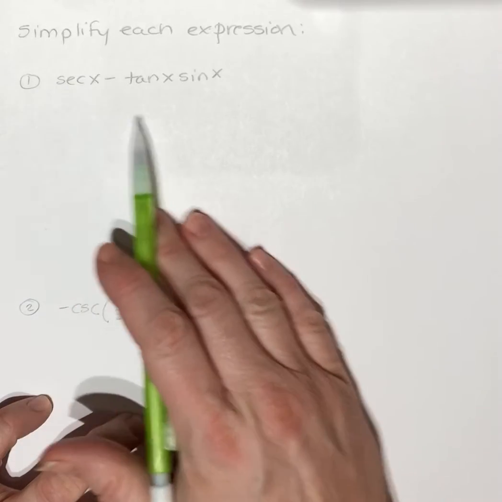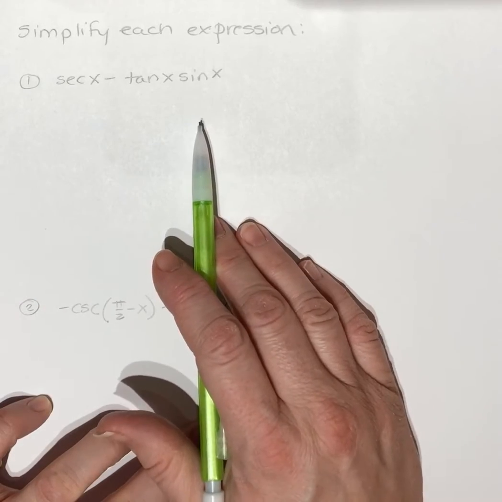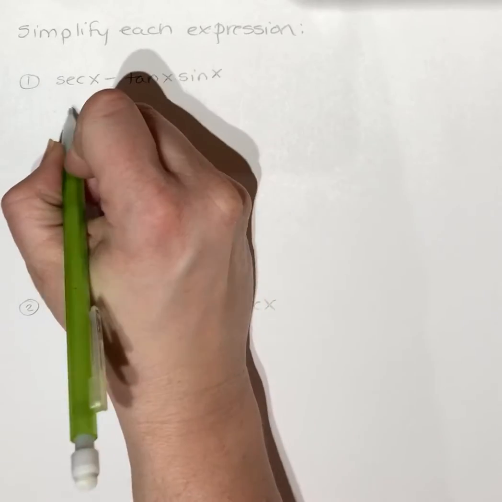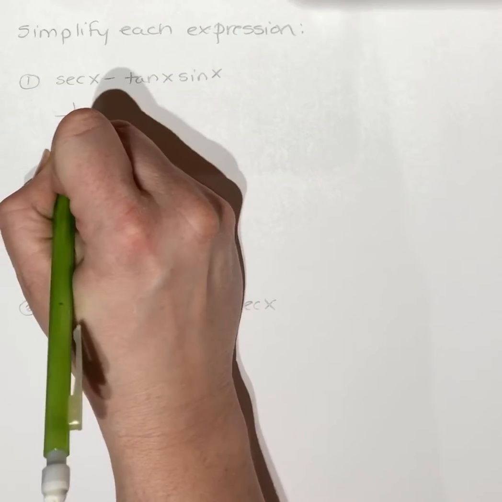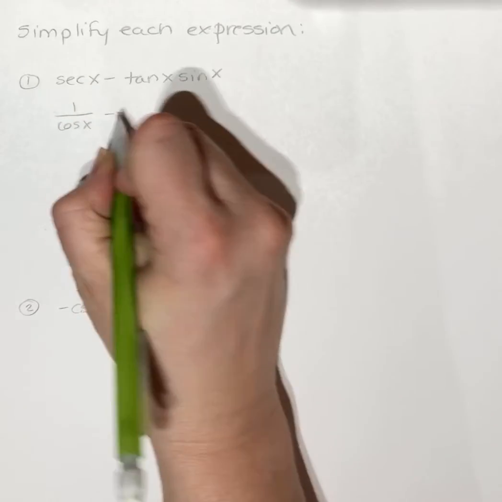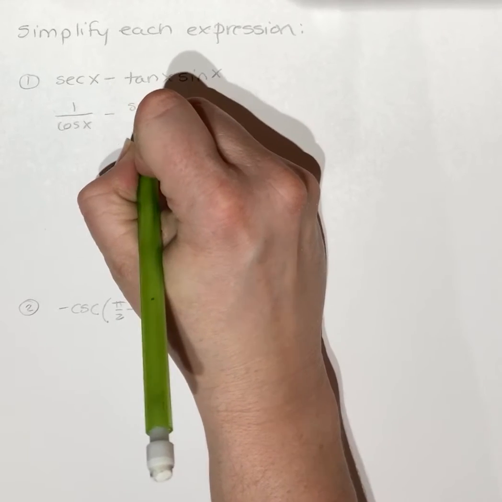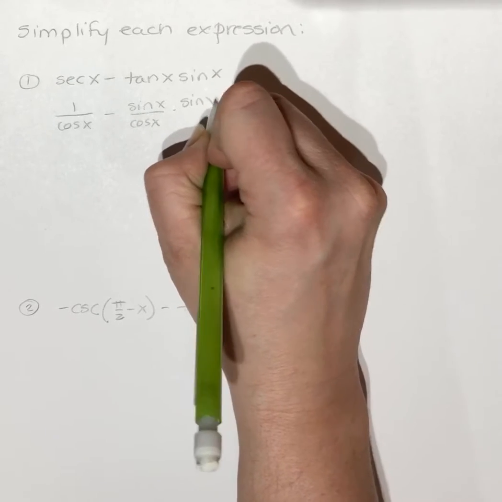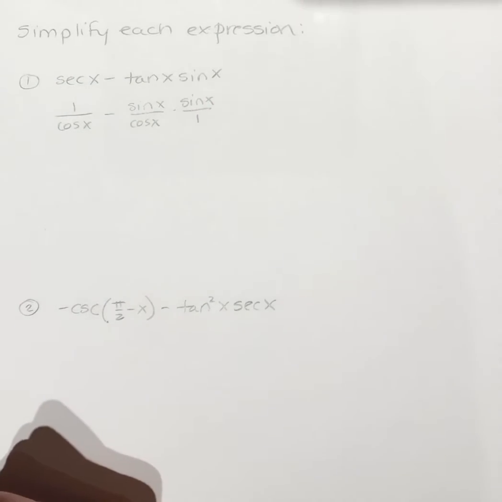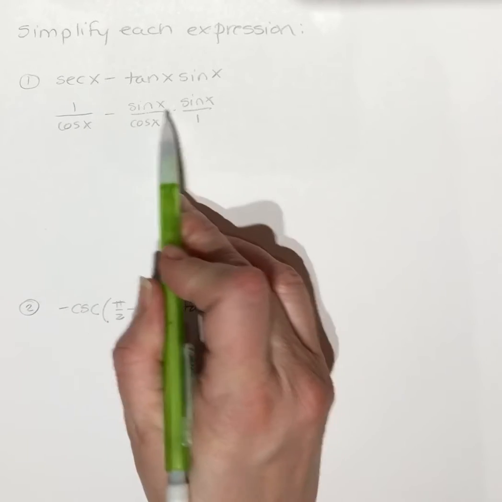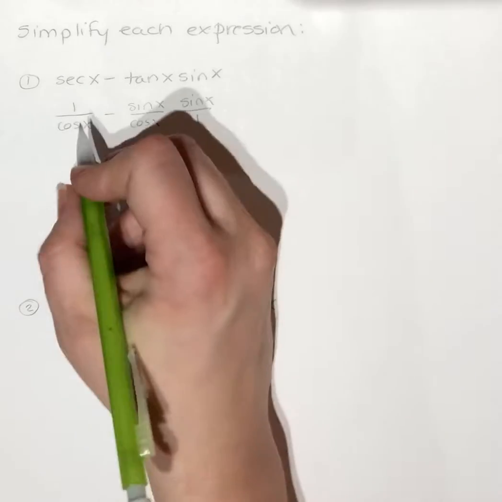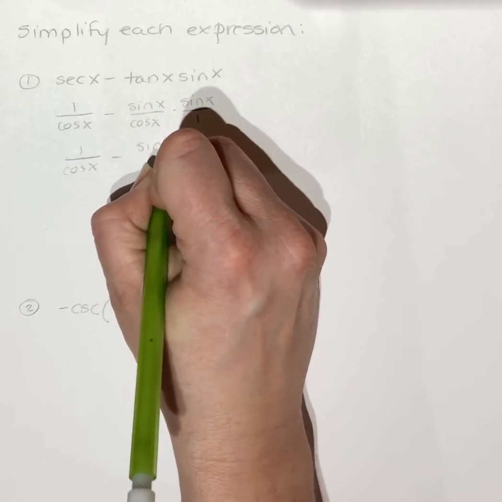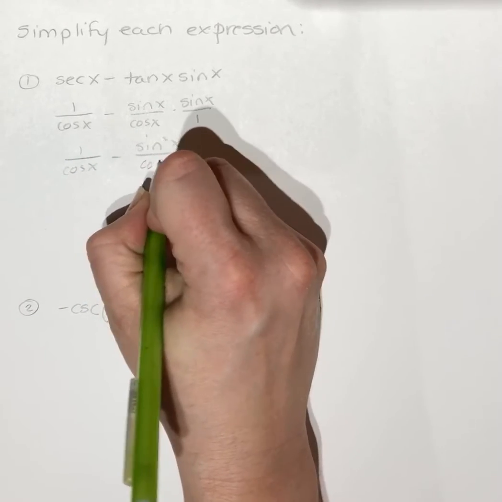The first thing is to change everything into terms of sines and cosines. This is one tool that you can use. So secant is equivalent to 1 over the cosine of x. Tangent is equivalent to the sine of x over the cosine of x, and then I have the sine of x, and I'll put it over 1. So what ends up happening here is I have sine squared over cosine, so I have 1 over the cosine of x minus sine squared of x over the cosine of x.